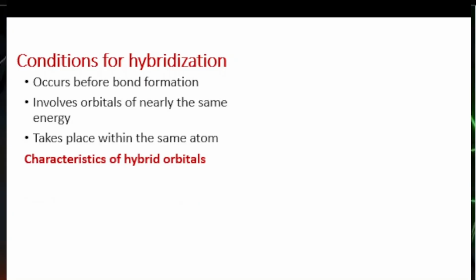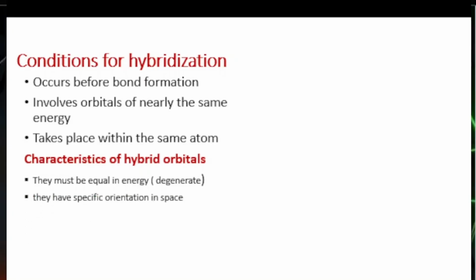Characteristics of hybrid orbitals. Hybrid orbitals must be equal in energy. They must be degenerate. They must have specific orientation in space. They all have shapes. They also form sigma bonds.